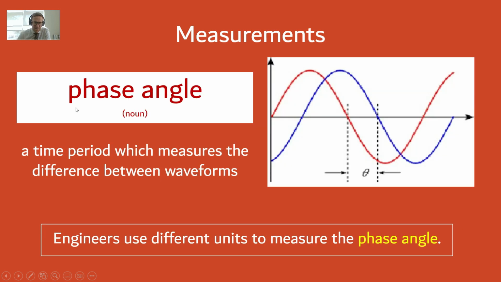Phase angle. This is really difficult to describe with a picture, but this picture is showing a phase angle. So this angle here between the two waves is the phase angle. It's the time period which measures the difference between waveforms. So for example, engineers use different units to measure the phase angle.